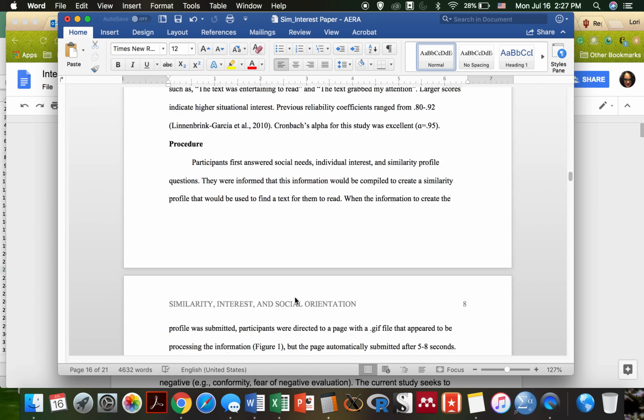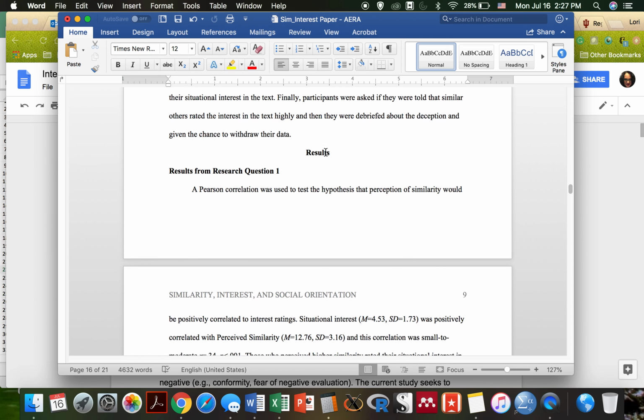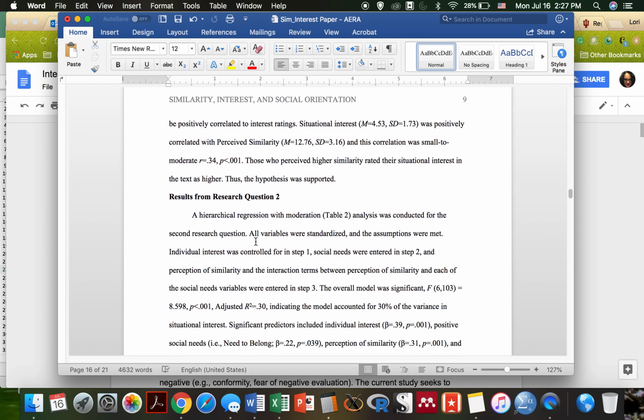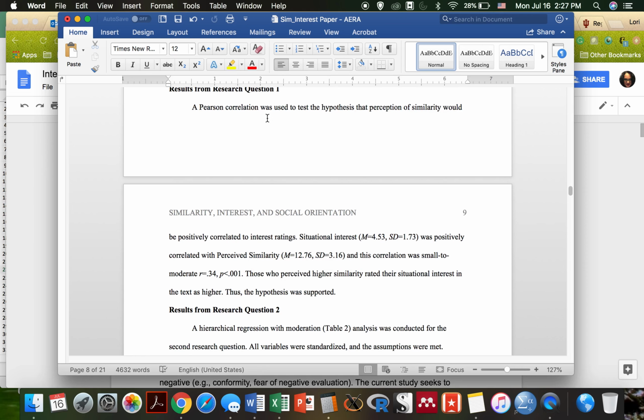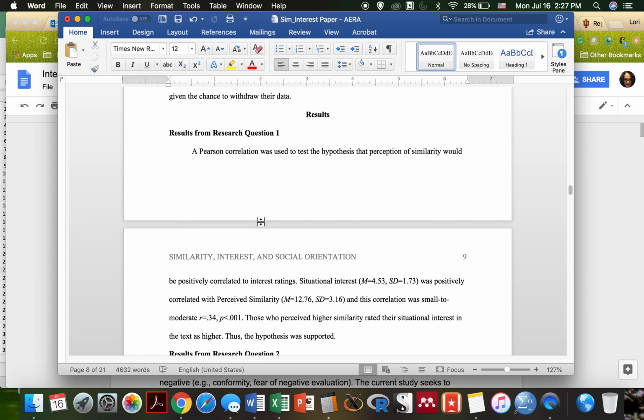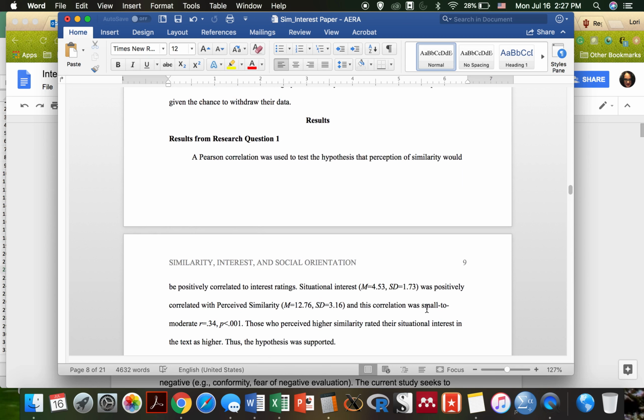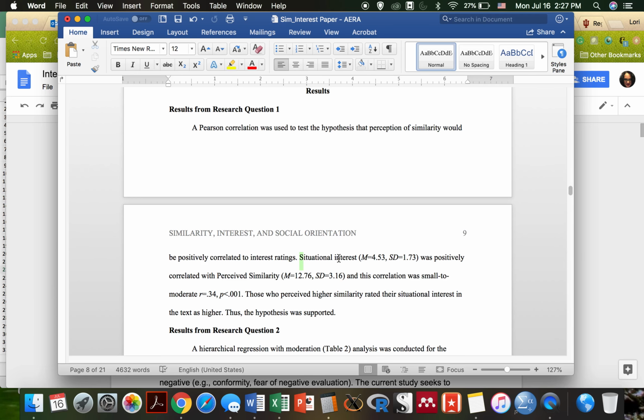And now, once the procedure's done, that's where your results are. Since I had a couple of research questions, I put my results in a more organized fashion, but you guys won't need that. This will be the maximum you'll need because I did a Pearson correlation here. Pearson correlation was used to test the hypothesis that blah, blah, blah. And then I talk about this is one of the constructs. Here's the mean of the construct. Here's the standard deviation of the construct. And I talk about whether it was positively or negatively correlated, which it was positive.